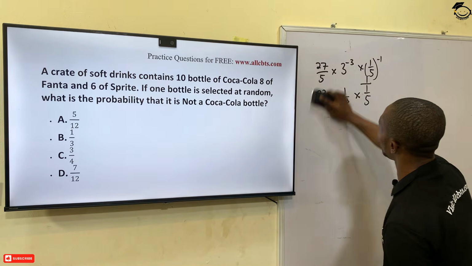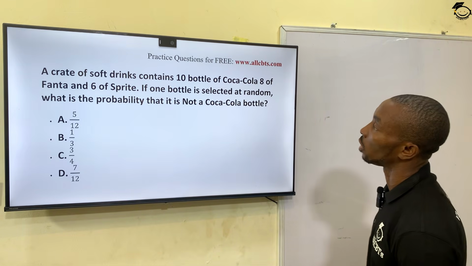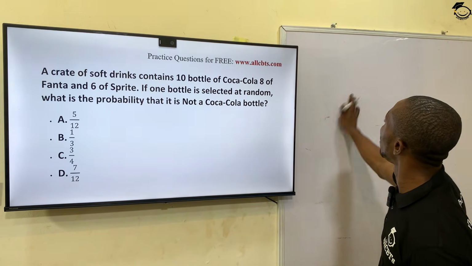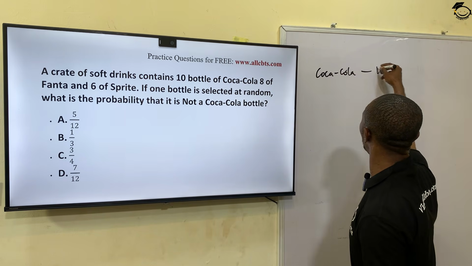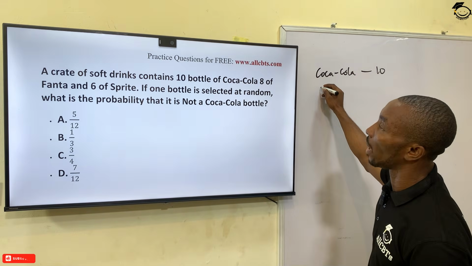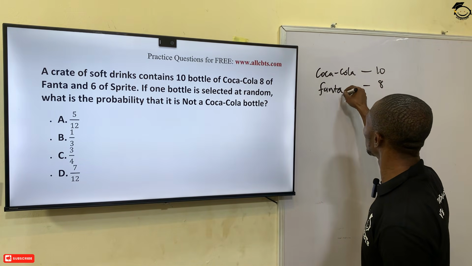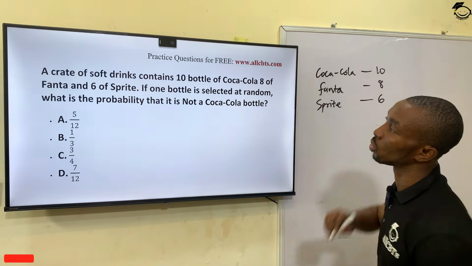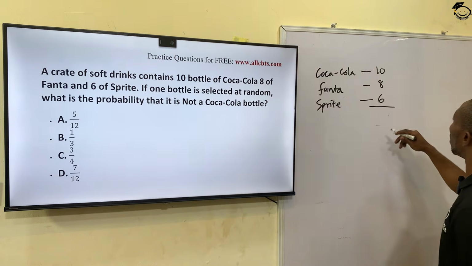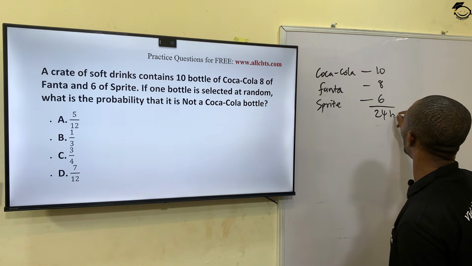Now, to our next question, it says, a crate of mineral or soft drink contains 10 bottles of Coca-Cola. So for Coca-Cola, we have 10 bottles. Then Fanta, we have 8 bottles. And Sprite, we have 6 bottles. Now, making a total of 24 bottles.